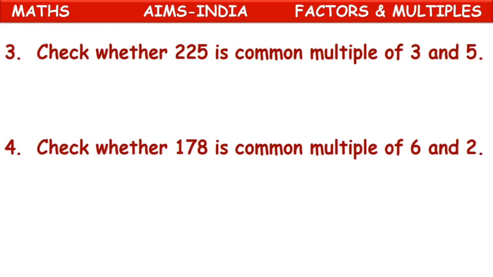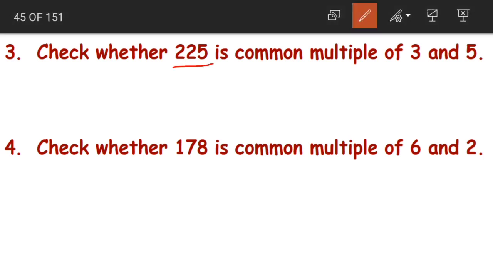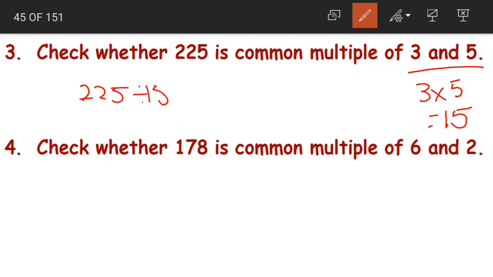Now coming to question 3. Check whether 225 is a common multiple of 3 and 5. Now what did we do for checking? We need to divide 225 by 3 and then 225 by 5. But if you remember the note, here the factors of 3 are 1 and 3 and the factors of 5 are 1 and 5. There are no common factors between 3 and 5 other than 1. So what can we do? We can simply take the product of 3 and 5, that is 15, and divide our number by this product.